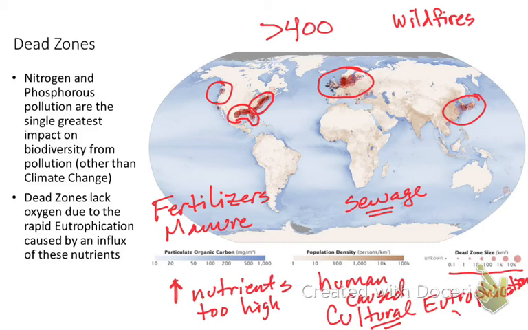And sadly, globally, other than something like climate change, this really is one of the biggest global impacts to biodiversity, is this nutrient pollution. Not plastic, not oil, not radioactive waste, not landfills. It's actually nutrients. These nutrient pollution causing these dead zones causes a bigger impact to overall global biodiversity than almost any other pollution that humans cause.